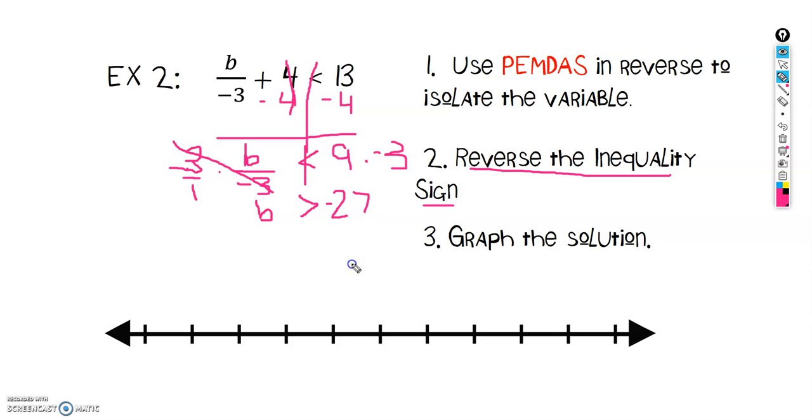Our last step is to graph the solution. Go ahead and write your negative 27 down here. Did I use more or less ink to determine if my circle is open or closed? And it looks like I used less ink. So I need an open circle. Negative 27 is not a part of the solution. Am I going left or right? Well, looking at my variable, my inequality wants to eat it. The mouth is facing towards it. So b is greater than, we're going to the right if we're greater than.